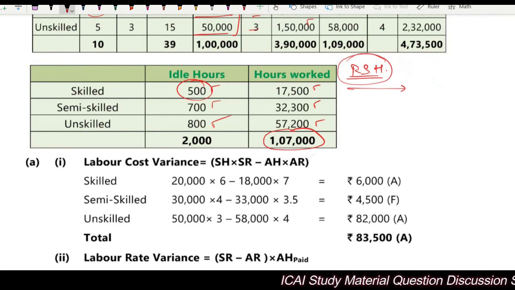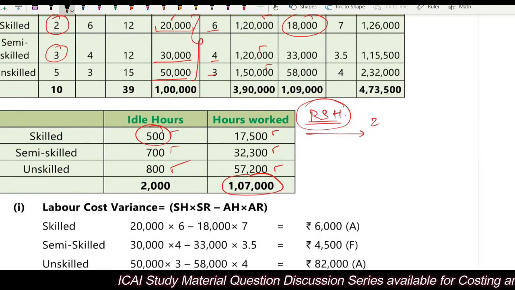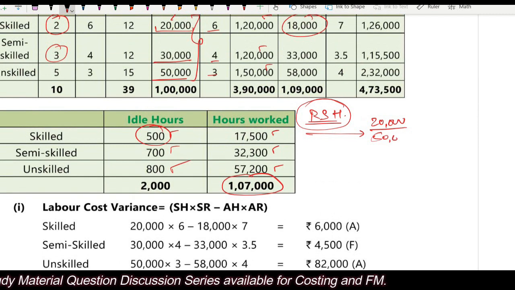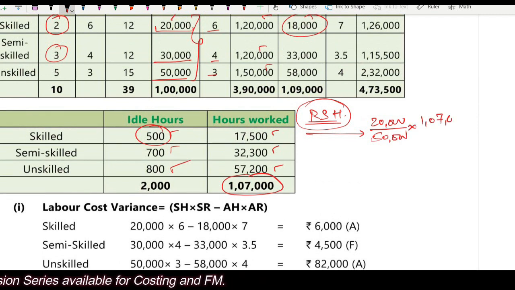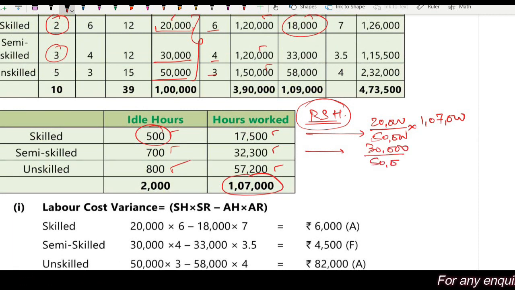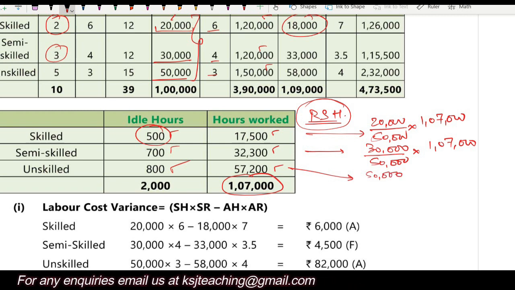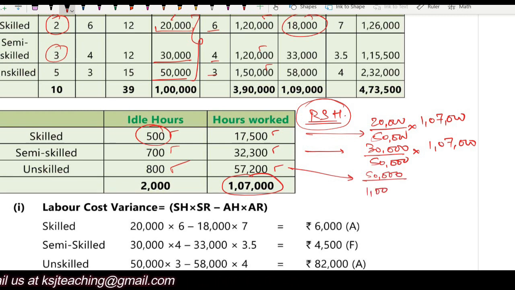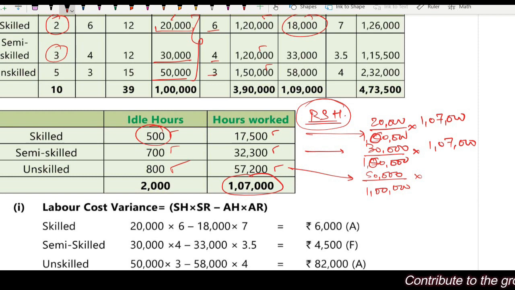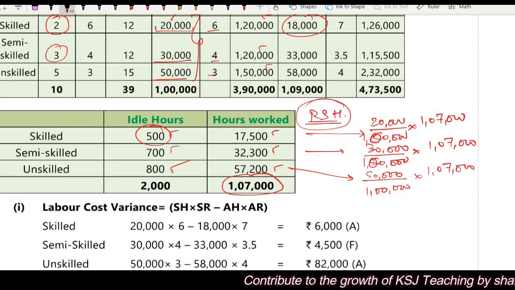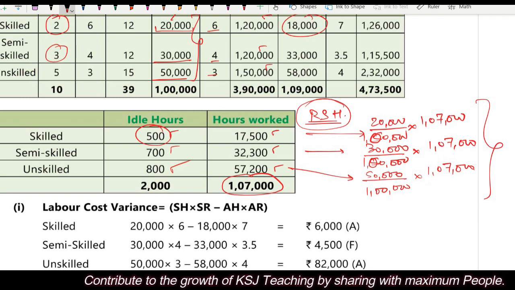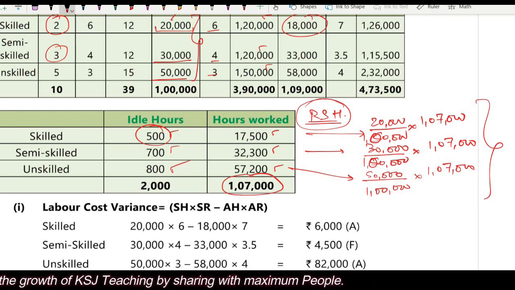So here, the revised standard hours will be 20,000 divided by 1 lakh multiplied by 1,07,000. In this case, this will be 30,000 divided by 1 lakh multiplied by 1,07,000, right? In this case, it will be 50,000 divided by 1 lakh, sorry, it should be 1 lakh, multiplied by 1,07,000. Right? This is how your revised standard hours will be calculated for skilled, semi-skilled and the unskilled labor part.